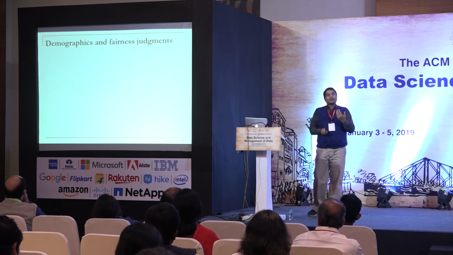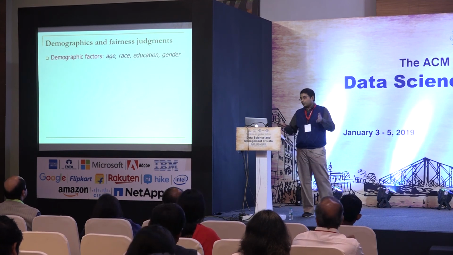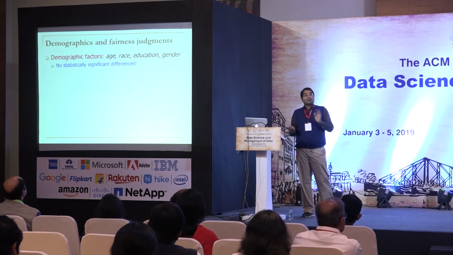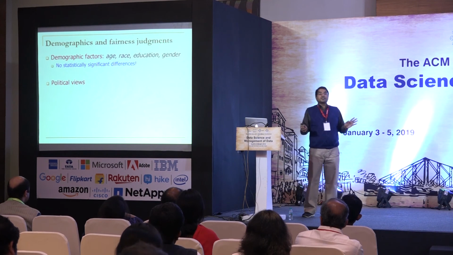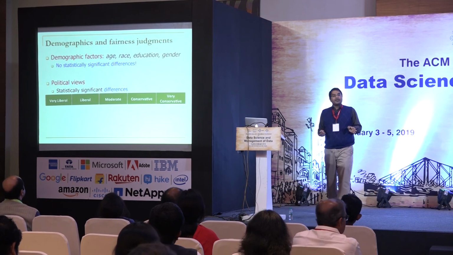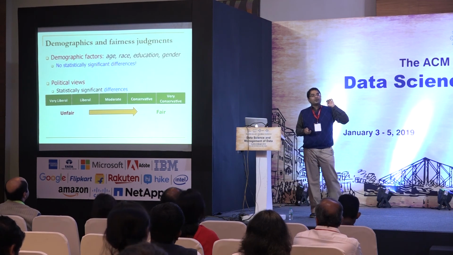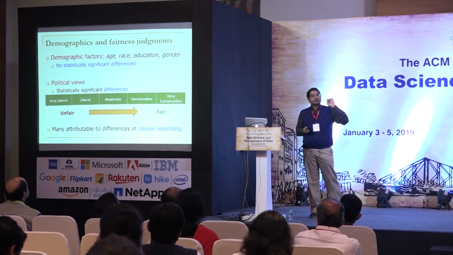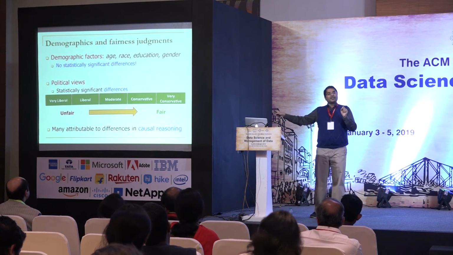Now, we quickly looked at whether demographics have anything to do with these fairness judgments. People in our survey came from different races, education, gender, and surprisingly, we found no statistically significant differences there. But where all the differences came from are actually the political views of the people. So what ends up happening is if you are very liberal, you are more likely to rate usage of features as unfair, and that's because you start attributing a lot of these features to actually causing the particular outcome.